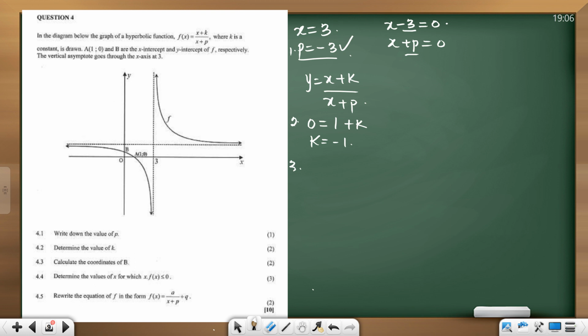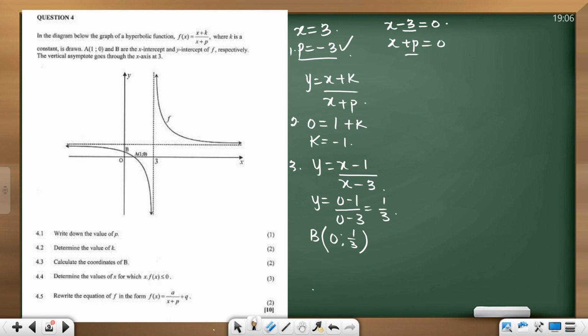Number 3. What are we looking for? The coordinate of B. What? Y-intercept. X should be equal to what? 0. So what's our equation? Y equals to X minus 1 over what? X minus 3. But X now should be equal to what? 0 minus 3. What's our coordinate? Don't forget. Always read that question.